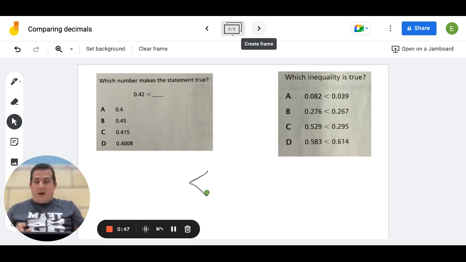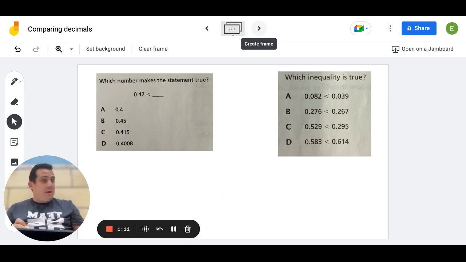When you have your comparison symbol, you want to picture it as Pac-Man or an alligator, and you're always eating. You're going to point the mouth that's open towards the greater number, the greater decimal, the greater fraction, just the greater amount in general. So here, which number sentence makes the statement true?